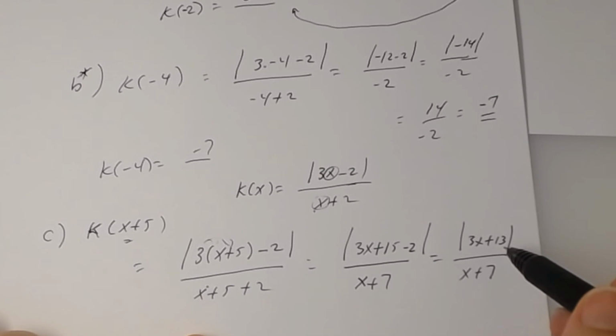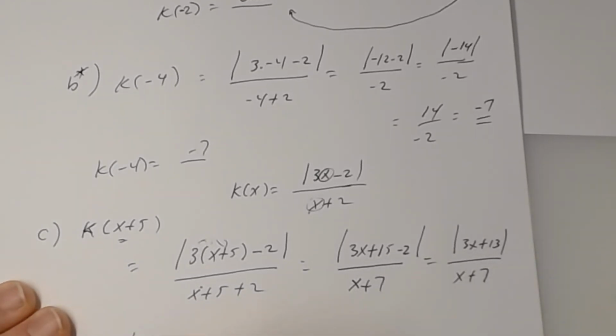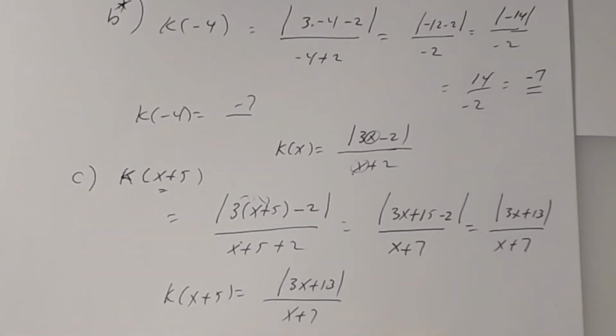Can I get rid of the absolute value bars? No. So that's your answer. So k of x plus 5 is just the absolute value of 3x plus 13 divided by x plus 7. And the reason you can't get rid of the absolute value bars is because you don't know what x is. X could be 0, x could be negative, x could be positive. You really don't know what it is. So you leave it alone. Okay?